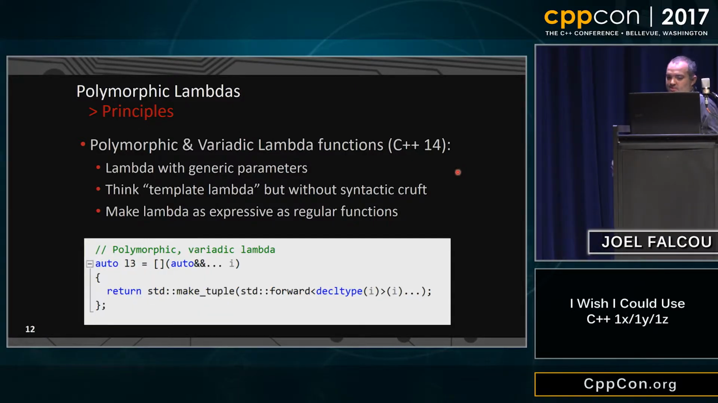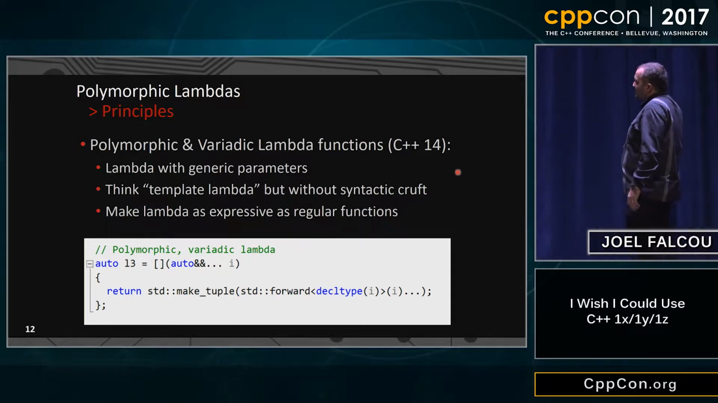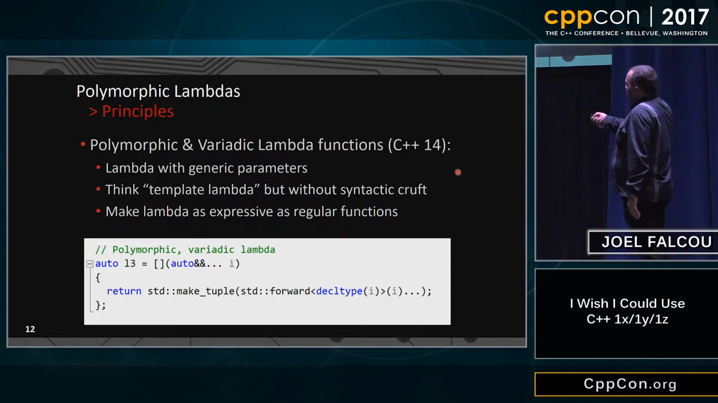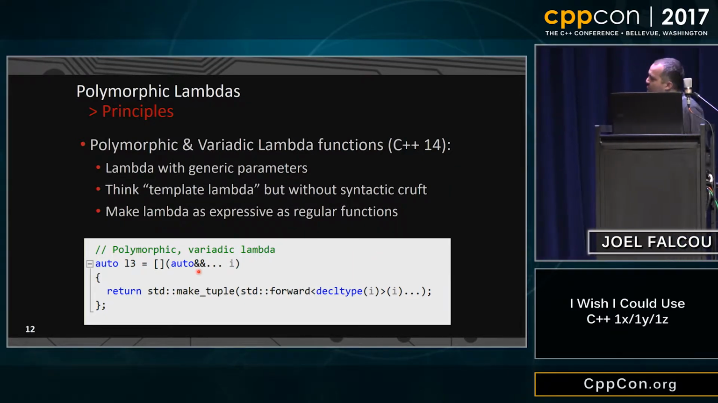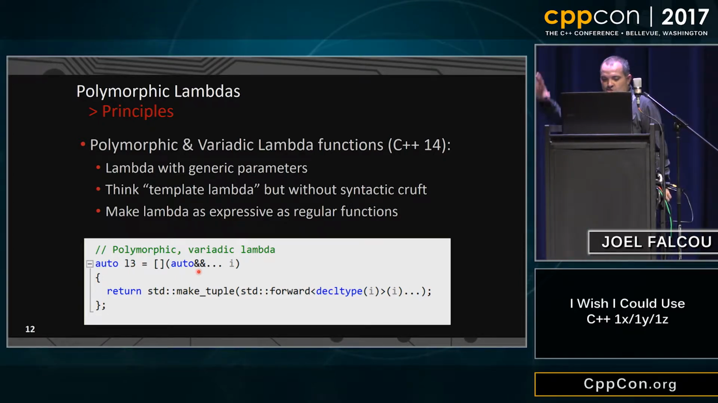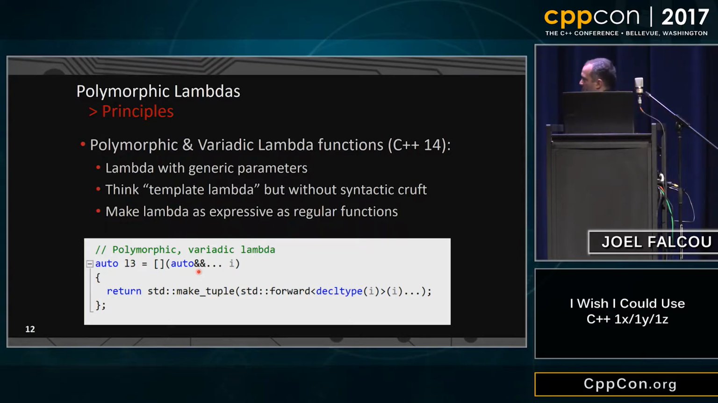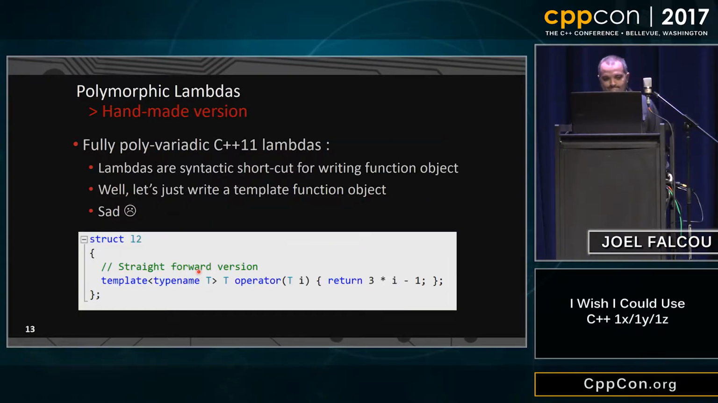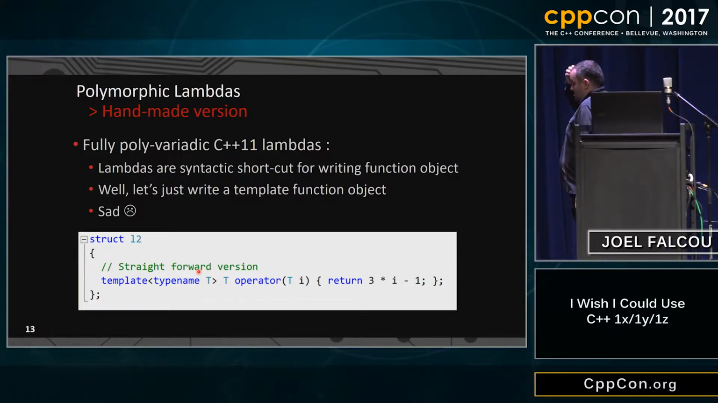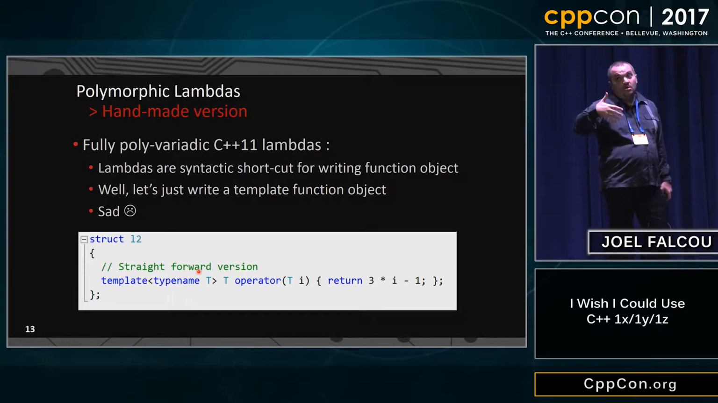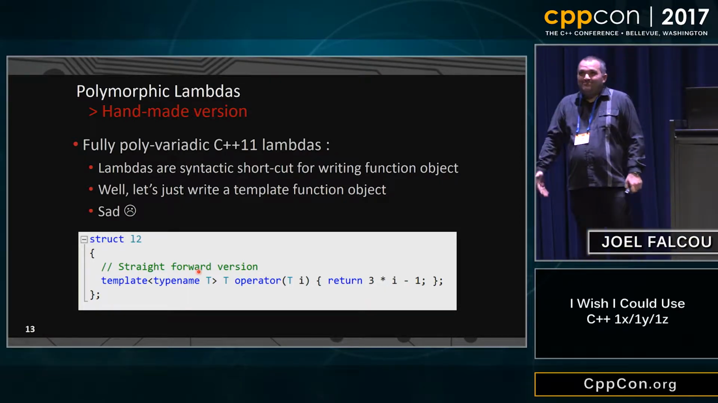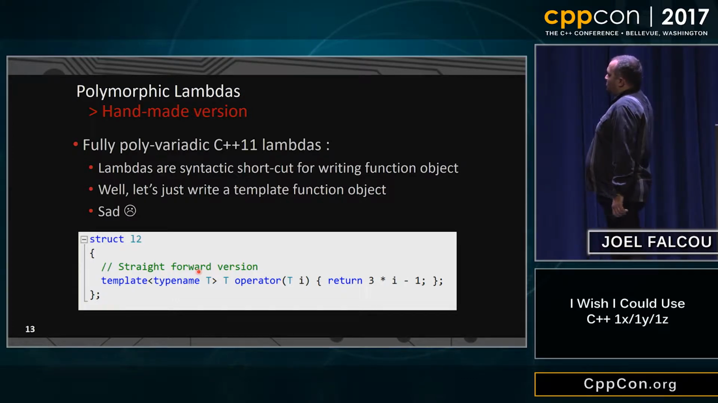This is an example of a variadic lambda. You can basically do things like you would be doing on normal functions. This notation also gave birth later to a proposal to be able to write that for a regular function. What if I only have C++11? Well, sad. You don't have many choices. If you want polymorphic or variadic lambdas in C++11, you're basically down to writing a custom function object. There is no easy way to do that.